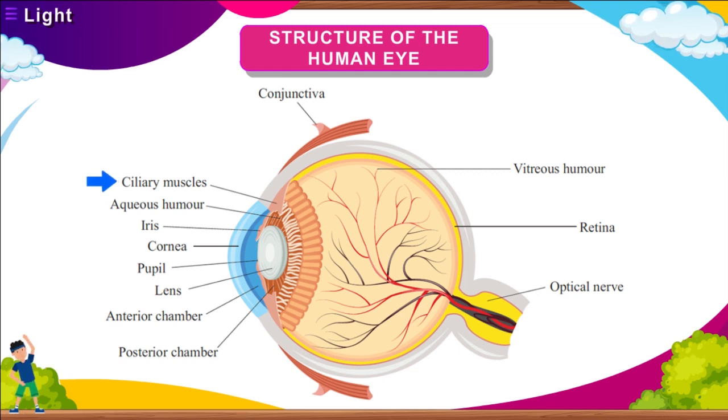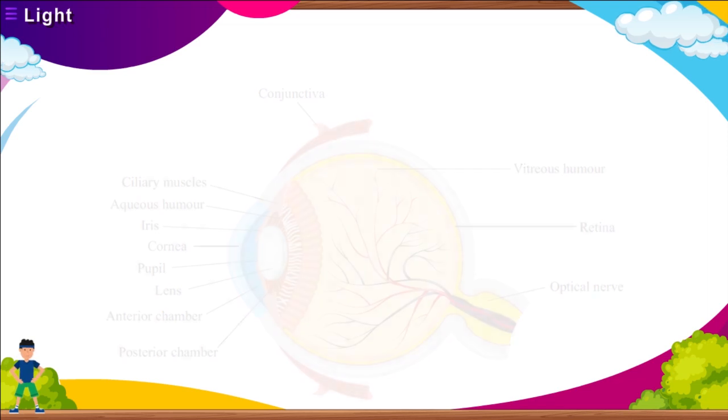When light rays reach the lens of the eye, passing through the pupil, they bend and form an inverted image on the retina. The rods and cones present in the retina convert the image into an electric impulse which is transported through the optic nerve to the brain. Rods are sensitive to dim light, whereas cones are sensitive to bright light. Yellow spot is present in the center at the back of the eye.